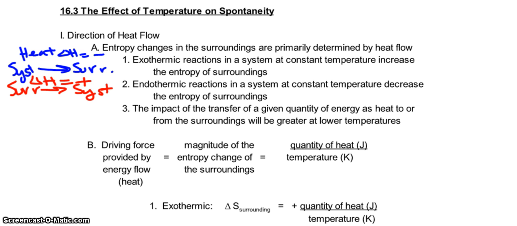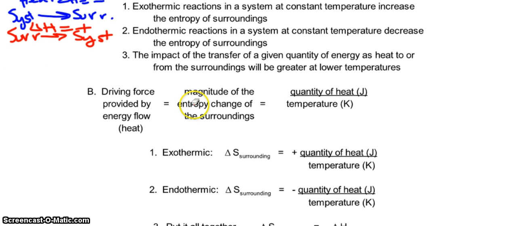It says the impact of the transfer of a given quantity of energy as heat to or from surroundings will be greater at lower temperatures. So temperature itself has an impact on this transfer of energy. Let's see what's going on here. The driving force is provided by the energy flow, the heat. So the heat is equal to the magnitude of the entropy changes in the surroundings. They are related by this quantity of heat, in joules, over temperature. And we said quantity of heat was your delta H.